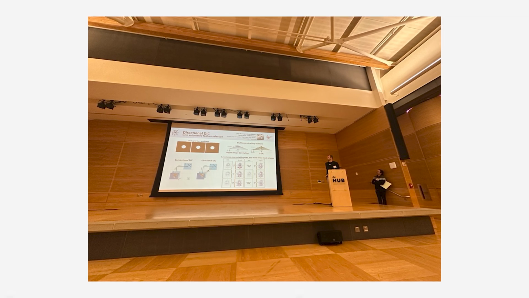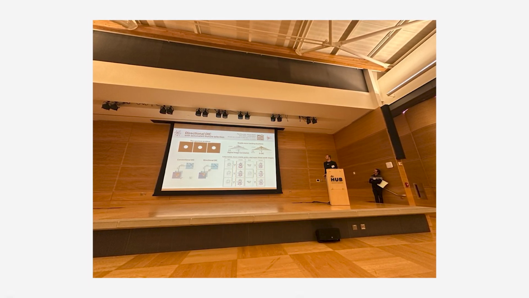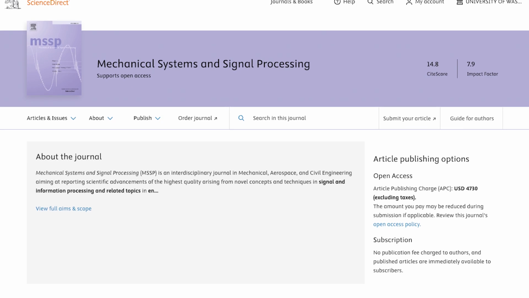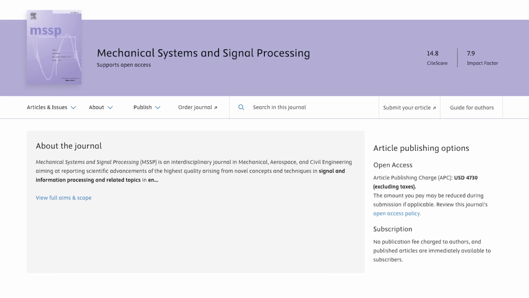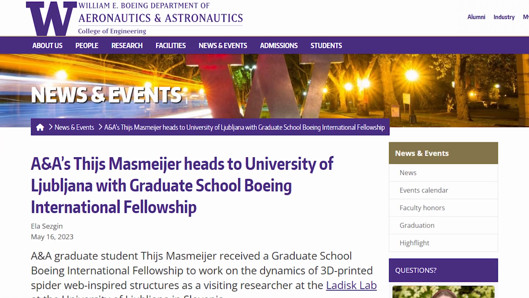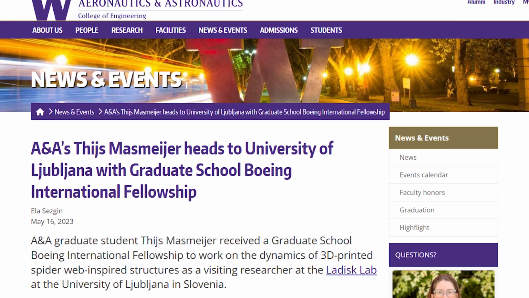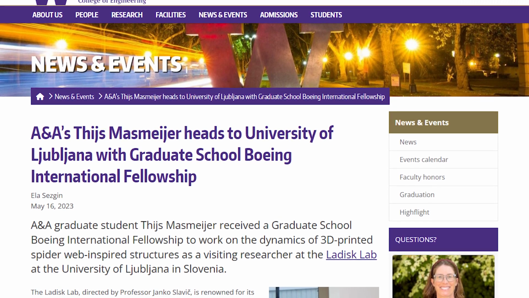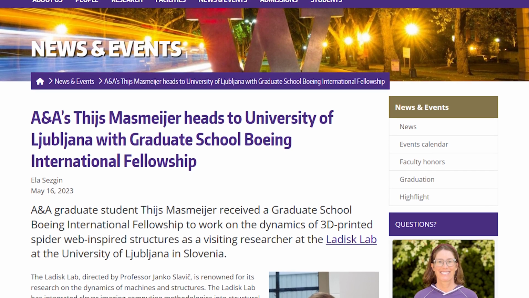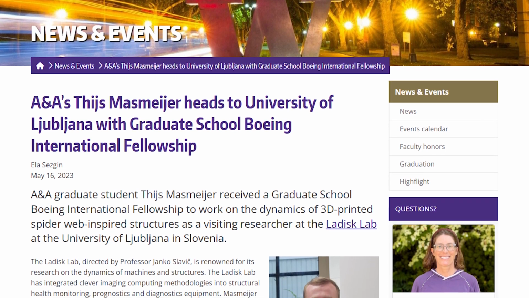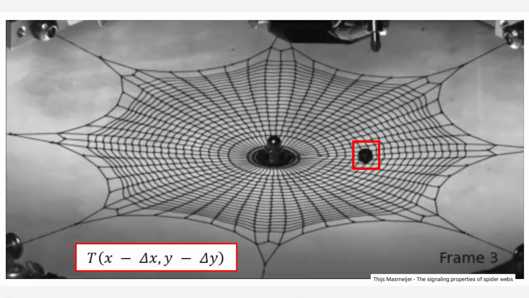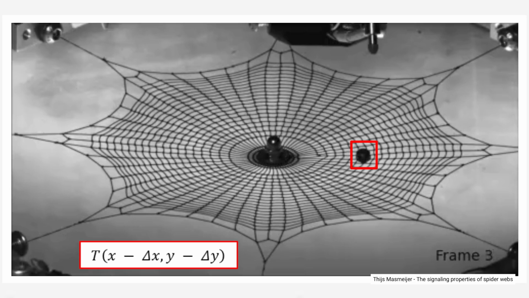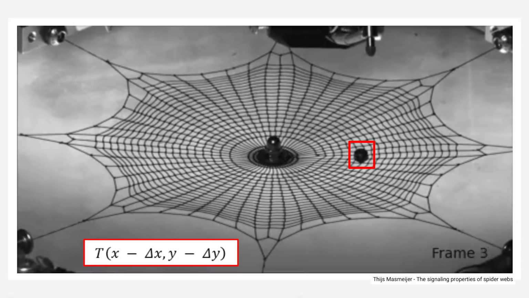I'm very happy with the recent achievements actually. We found out that our submission to Mechanical Systems and Signal Processing was accepted. This is a journal that does not necessarily care about spiders, but it does care a lot about dynamics. When we did experiments last year in Slovenia at the University of Ljubljana, where I got to work with some really inspirational people from the LADISK lab, we did the tests, and then we had to develop a novel motion tracking algorithm in order to characterize the vibration of these webs. And a publication came out of that, and I'm very, very happy with that.